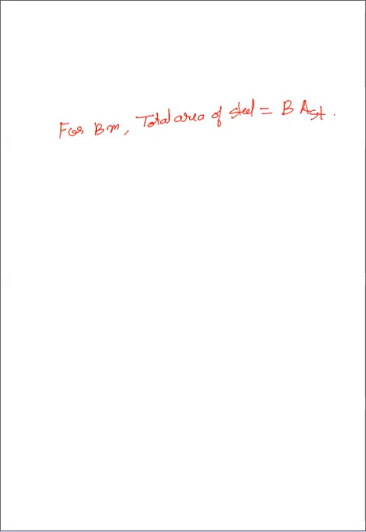This total area of steel is along the length, or parallel to the length. It is B multiplied by Ast, because whatever Ast we found is per meter width, but the actual width may be different. So for B meters you multiply B with Ast, and you get the total area of steel along the length.